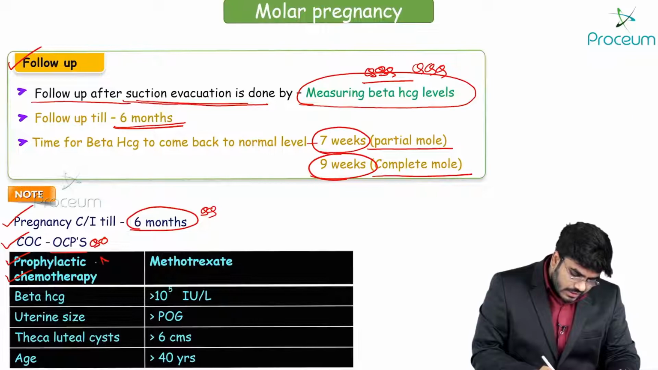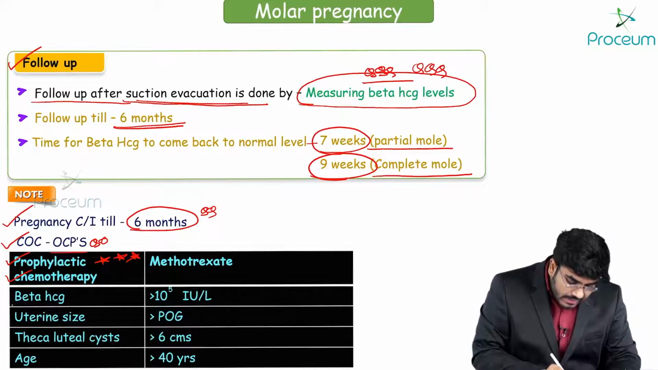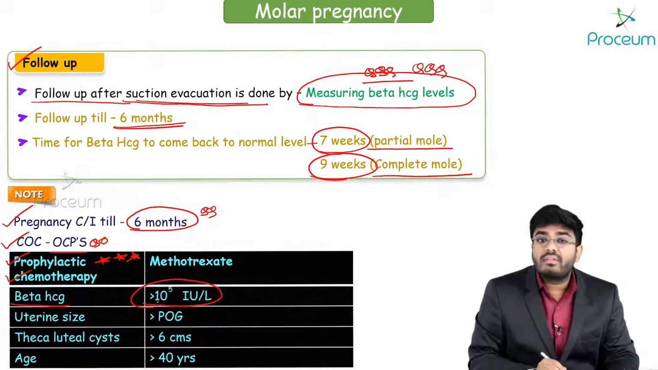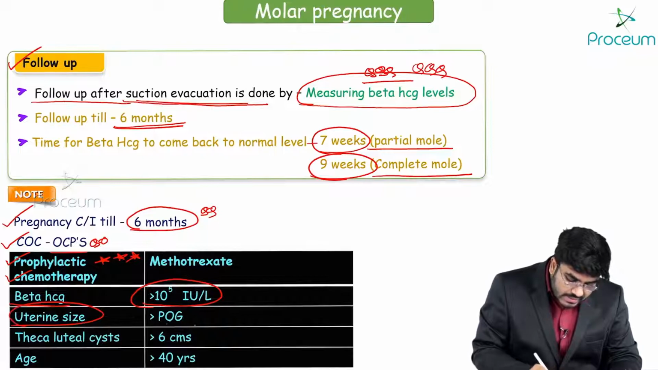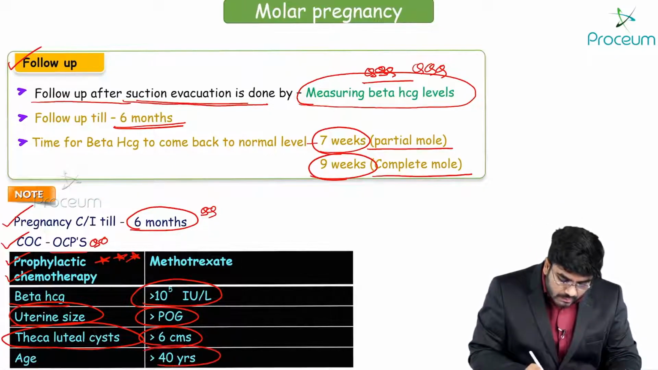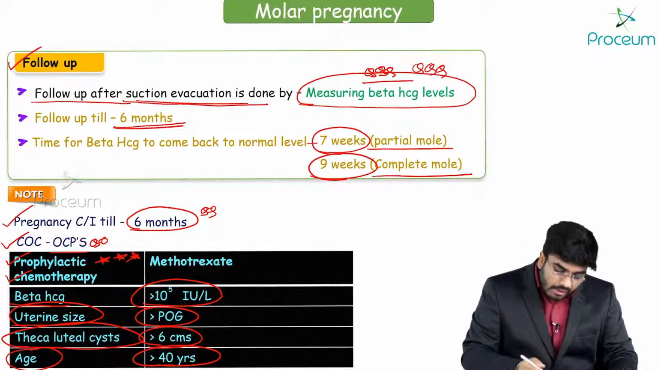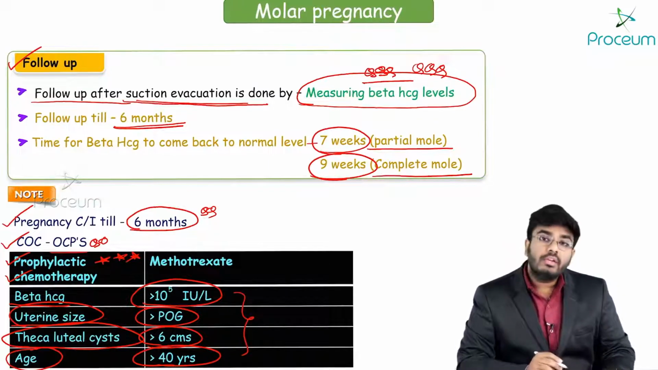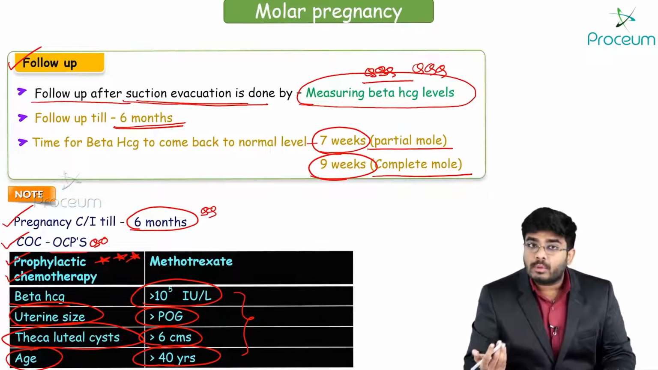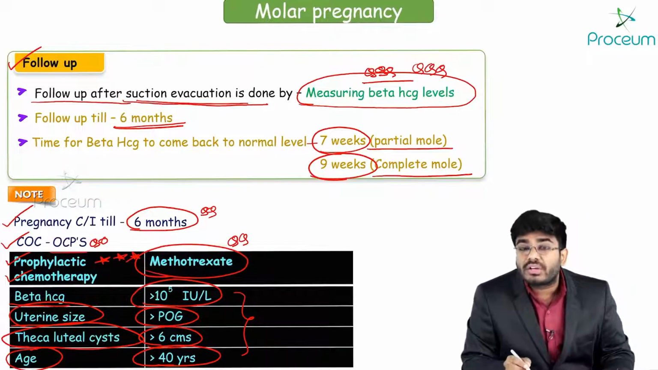In which conditions will you give the prophylactic chemotherapy? In a complete mole where the beta HCG levels are more than 10 to the power of 5 international units, the uterine size is more than the period of gestation, the thecal luteal cyst is more than 6 centimeters in size, and the age of the patient is more than 40 years. A complete mole patient with these conditions will be given prophylactic chemotherapy, and the drug you will use is methotrexate.